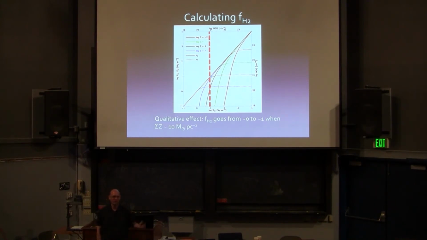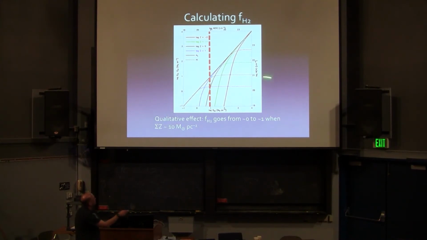But of course, what's doing the attenuation here is dust. So if I take away 80% of the dust grains, like in the SMC, because I've only got 20% solar metallicity, well, then I need 5 times as much column before I get shielded. And that's what's shown here.